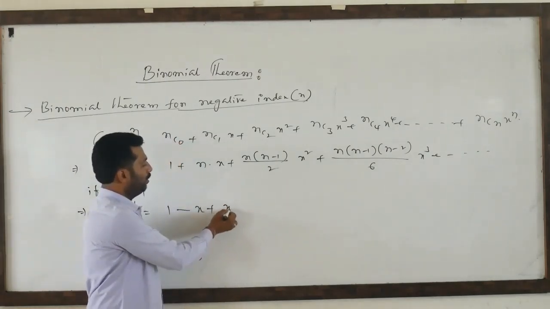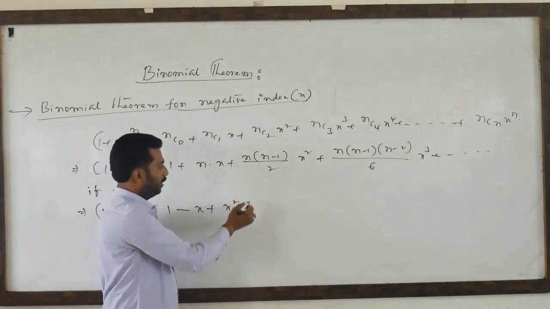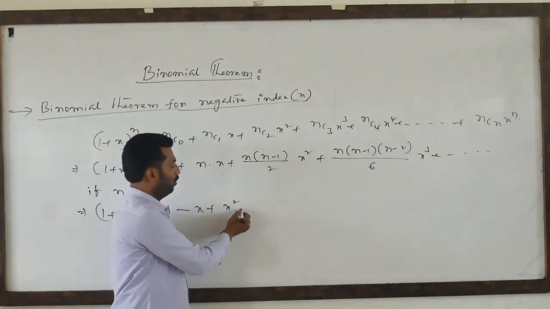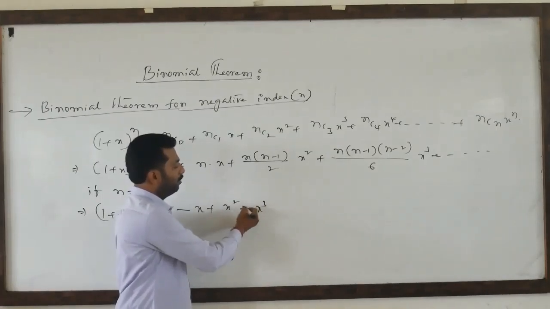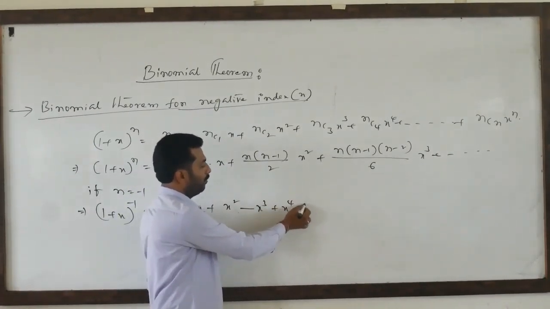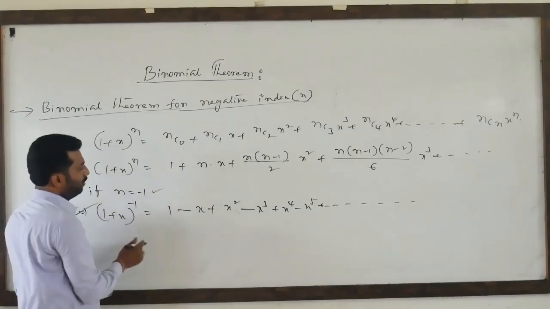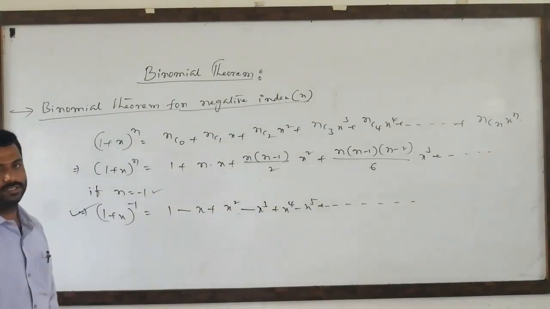So this will be x square. Next, plus, minus, plus. If you want to check, put n equal to minus 1. That will be x cube, x power 4, x power 5 and so on. This is the binomial expansion.